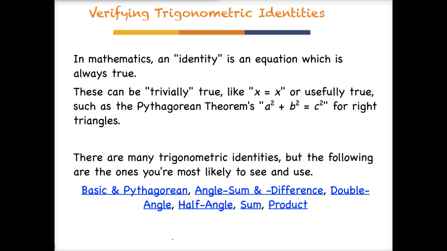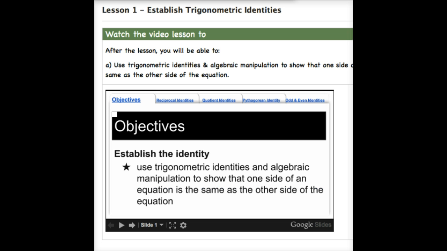There are many trig identities, but the following ones are the ones you're most likely to see and use. The ones we'll use today are the basic and Pythagorean theorem identities. But some of the ones we're going to be exploring in the next week or so are the angle sum and difference, double angle, half angle, and the sum and product. If you look back at this lesson, you will notice that I have provided you with a Google Slides in order to help you refresh your memory for some of these basic identities.